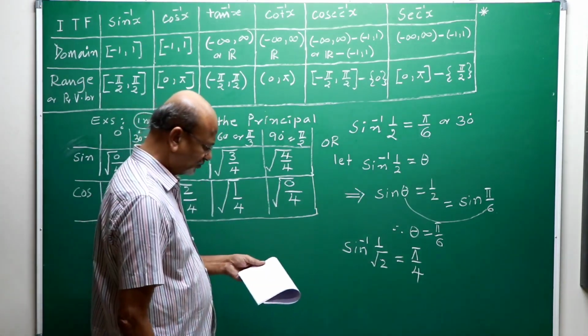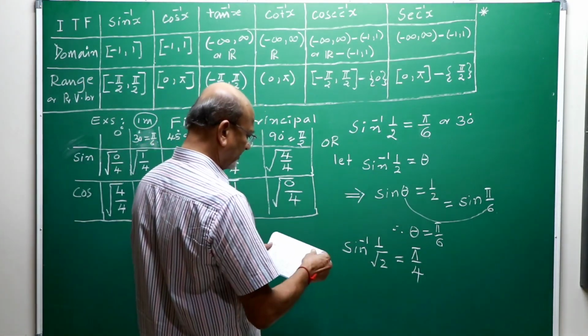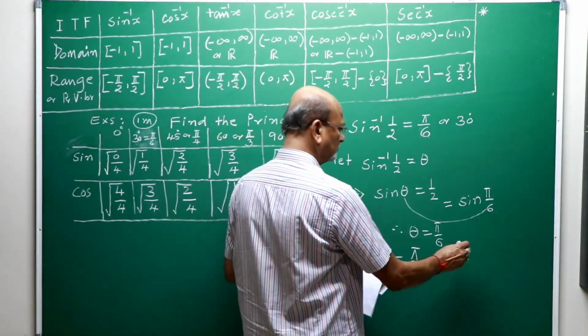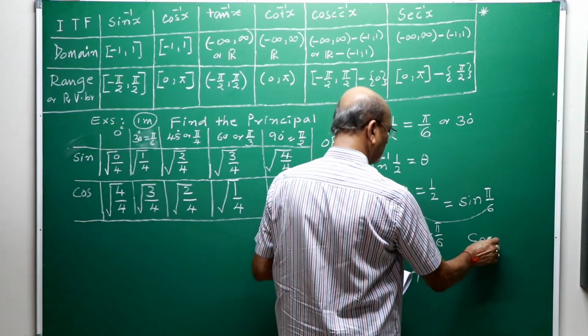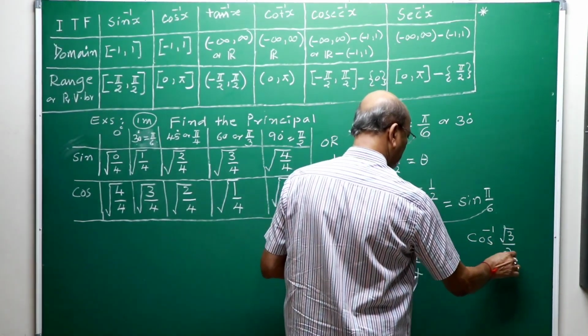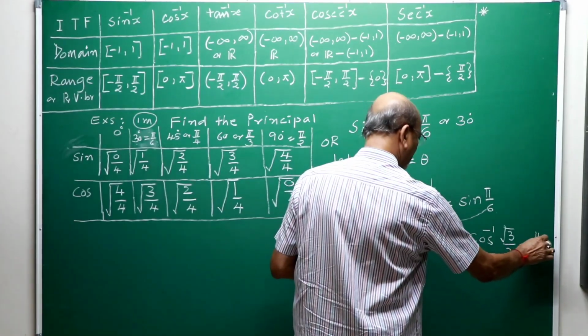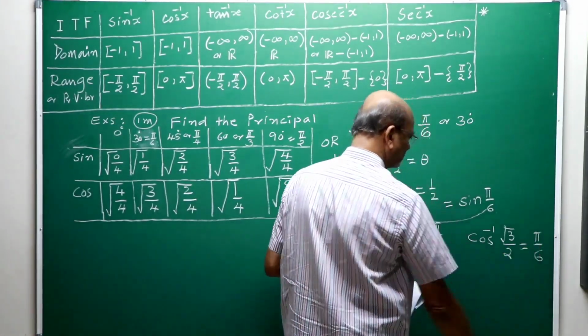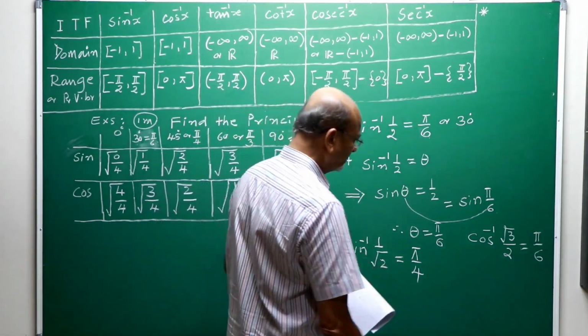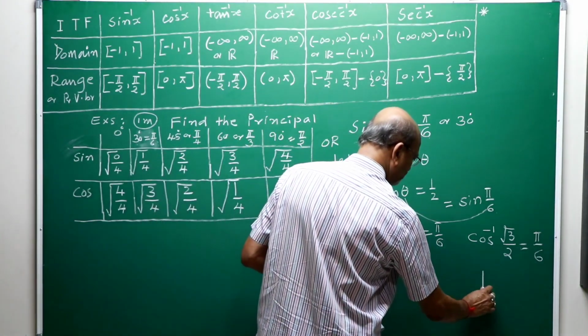Okay. Next one, cos inverse root 3 by 2. Tell me, my friend, what is the respective angle? In this case it is 30 degrees. Yes. Next one is tan inverse 1.